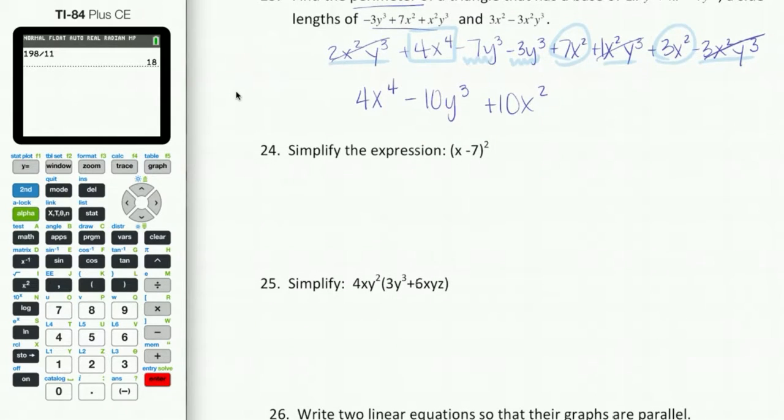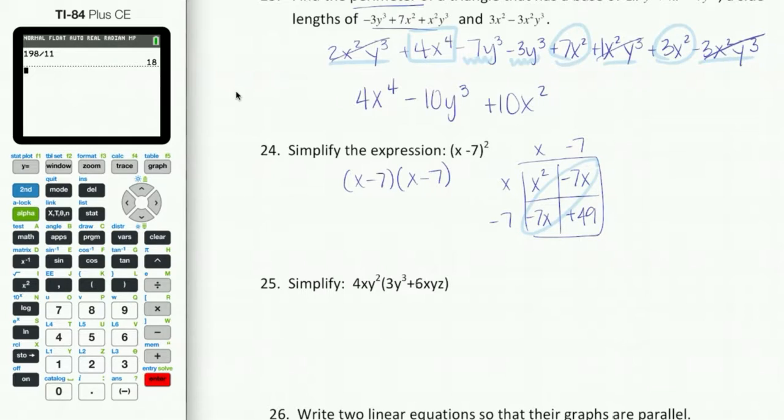Okay. Next one, x minus 7 squared. So x minus 7 times x minus 7. I'm going to do our box method. So we're going to have x squared minus 7x minus 7x plus 49. So we're going to combine our like terms here. x squared minus 14x plus 49. Good. Box that one.